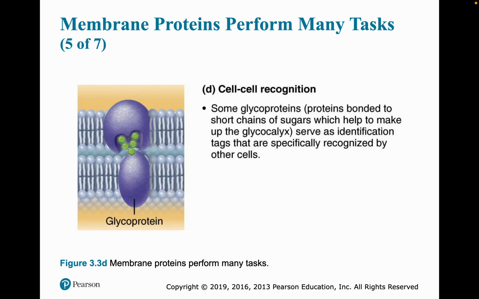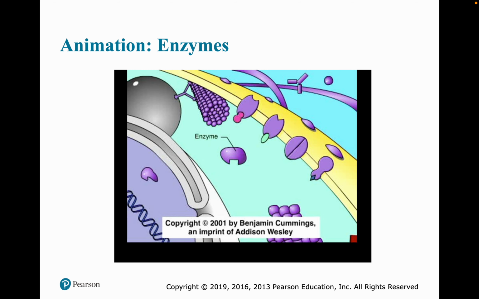Then we have cell-cell recognition. A lot of glycoproteins have sugars attached that provide identification markers, and many cells look for those identification markers, particularly those cells of the immune system, to protect us from disease.